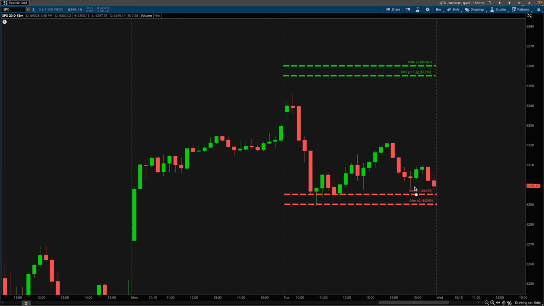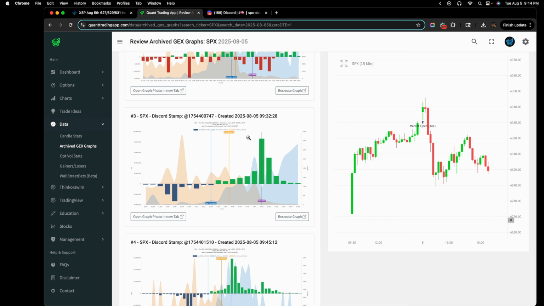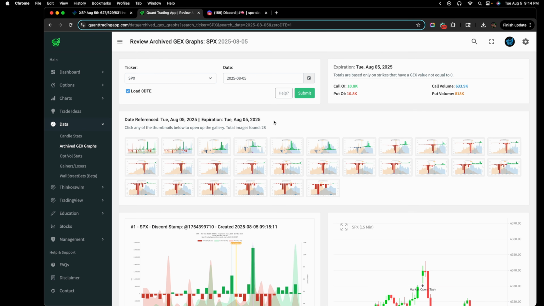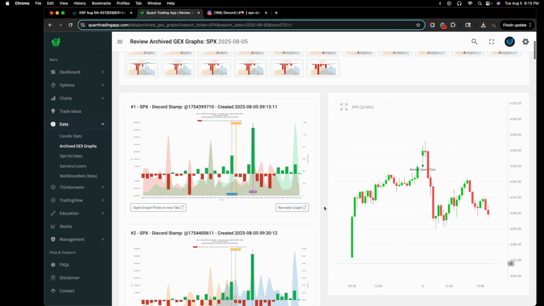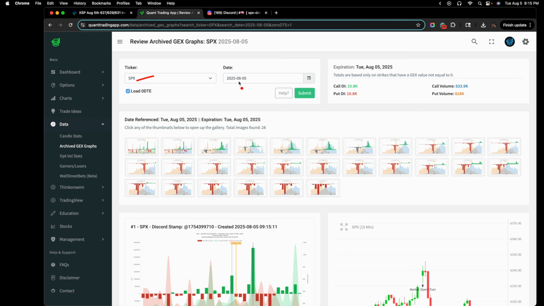This is coming from the 0dte gamma exposure profile. So this is our gamma exposure at the start of the day here. These are generated at intervals throughout the day and saved within Quant Trading app. As you guys can see, this is the SPX for today's expiration. We are loading the 0dte because if we uncheck this and then submit it, it's going to pull the Friday expiration, which is the weekly expiration.